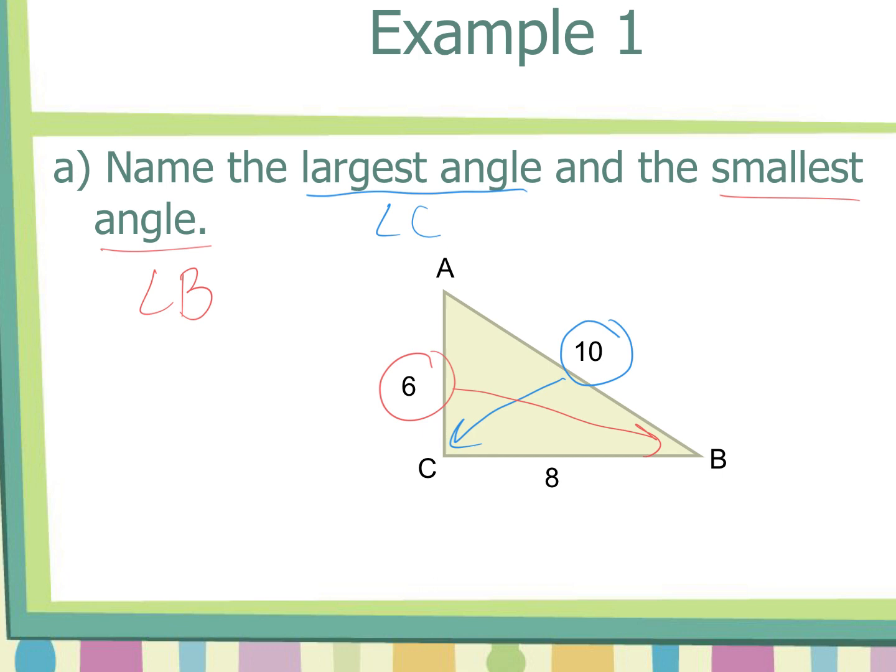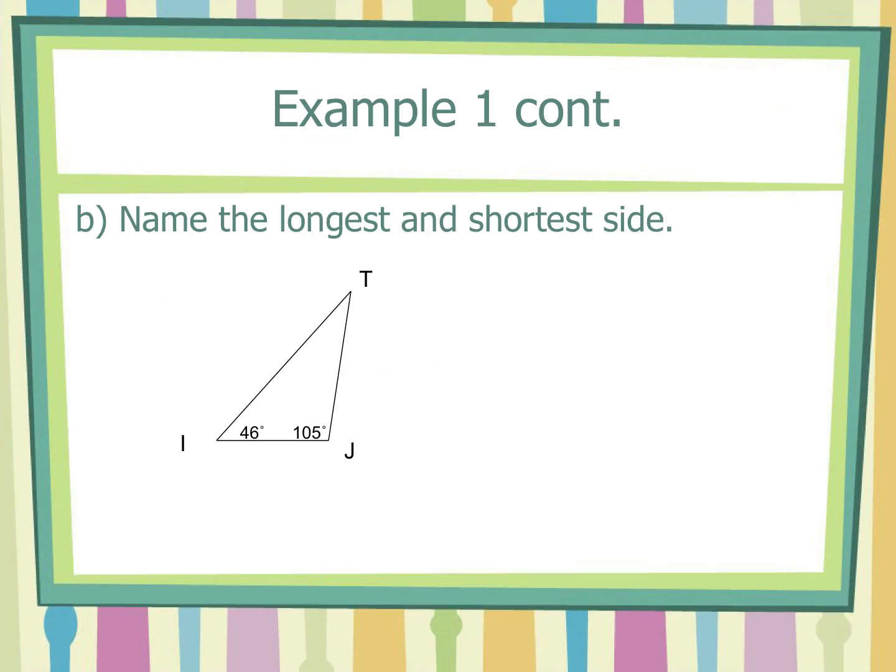Questions on that? Okay. Name the longest and the shortest side in this example. But we're only given 2 angles. Yeah? The longest side is IT. I agree with that. Why? Its obtuse angle, which is 105, is opposite the IT. Very good. Okay.